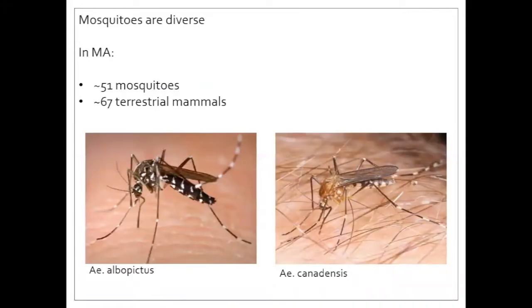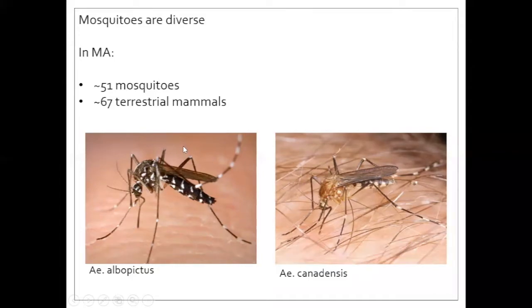But mosquitoes are very, very diverse. In Massachusetts, we have at least 51 species of mosquito. When you compare that to the number of terrestrial mammals, which is 67, you can understand that mosquitoes are incredibly diverse, and there are many more worldwide.